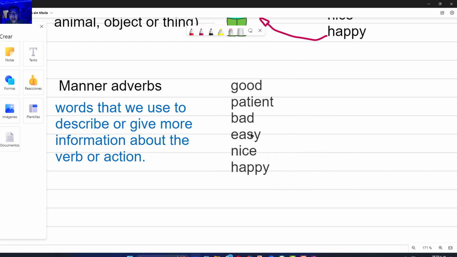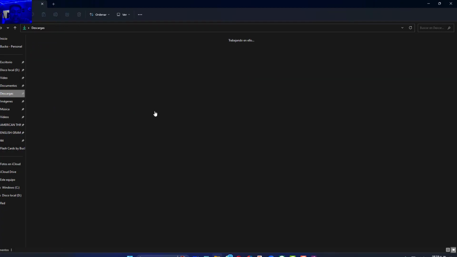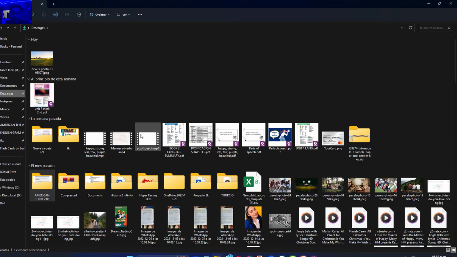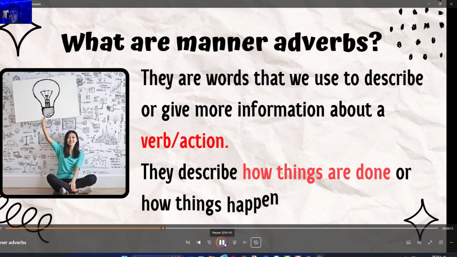Okay? So with the manner adverbs, I have prepared something for you so you can see how they work, how we use them. Okay, let me show you. Manner adverbs. As I was telling you before, they are words that we use to describe or give more information about a verb, about an action. And they describe how the things are done, which means cómo hago yo las cosas, right?